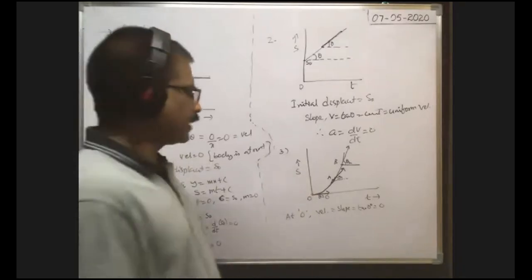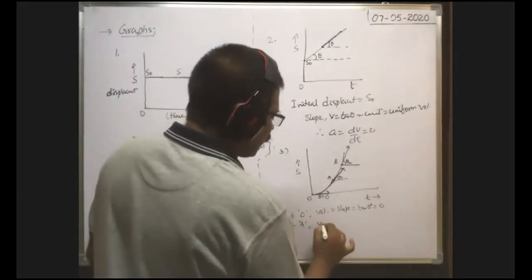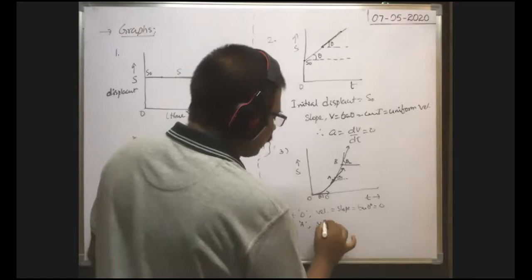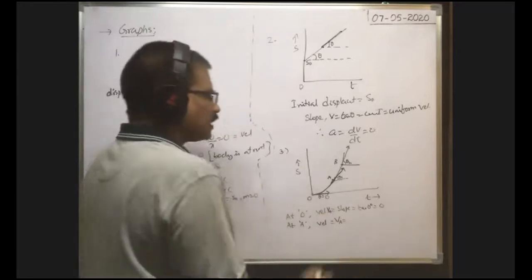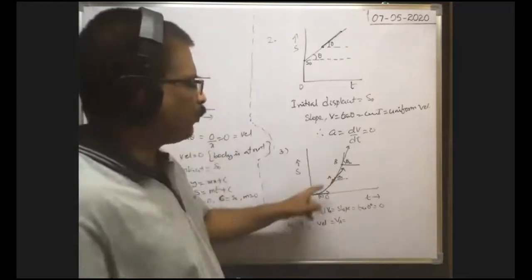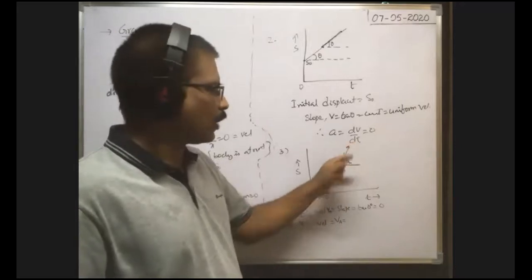Okay. Next, at A, what is the velocity of the body? That is say VA. Here at O, velocity is say V0. At A, velocity is VA. What is the velocity at this point? To find the velocity at the point A, you draw a tangent to this curve. Already we have drawn the tangent.